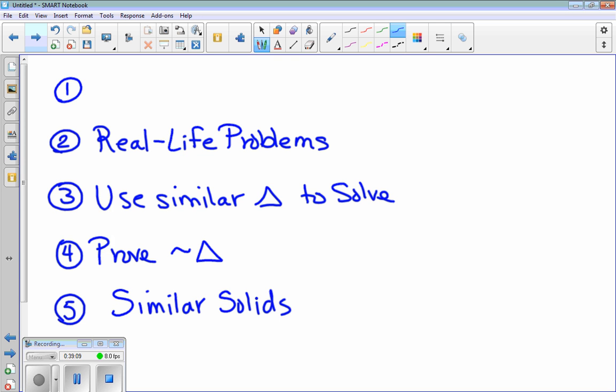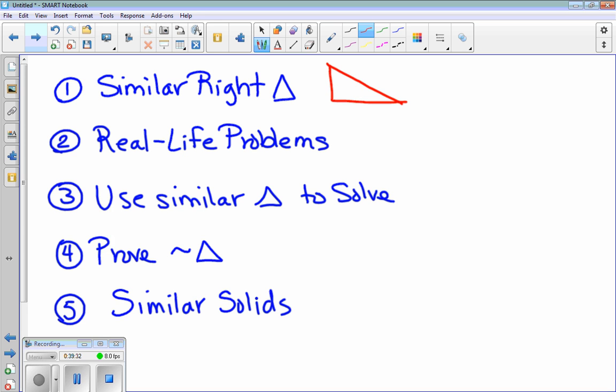And then the last thing, and these are not necessarily in any order. They're not going to be in this order on your test, but they're just the sections. Would be the similar right triangles. That's like the geometric mean stuff. Okay, so I'll just draw an example so you know what I'm talking about. But when you have this guy, you had to find. Okay, so that's going to be all the different sections of your test.